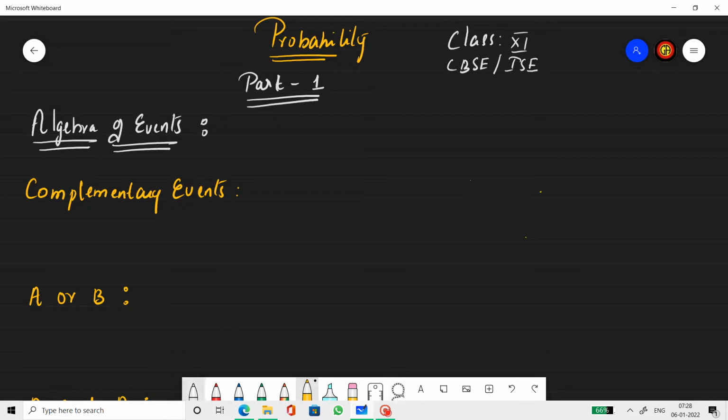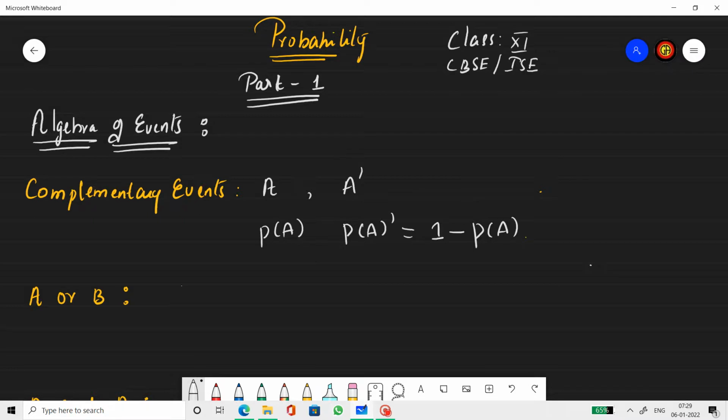Complementary events. If A is a given event, then A complement is called a complementary event. So if P of A is the probability of finding event A, then P of A complement can be found by 1 minus P of A. So that is complementary events.